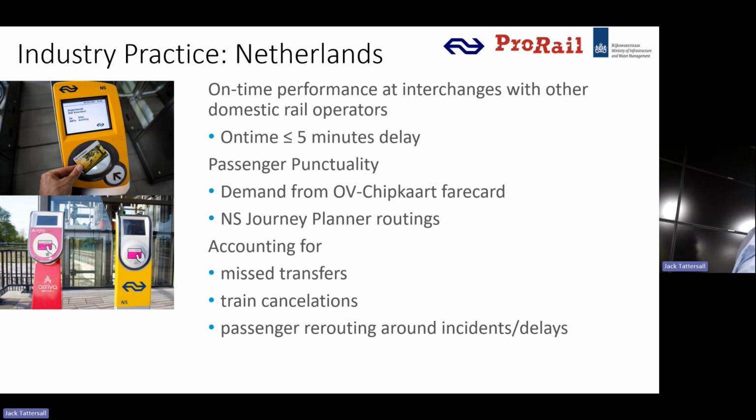But there's a more interesting metric that I'd like to take a look at, and that's something that they term passenger punctuality. They developed it in partnership with the Dutch rail infrastructure manager, ProRail. This uses trip demand, again from their electronic fare card system, which is the OV-chipkaart, and routings from the NS Journey Planner to account for how a passenger's trip is impacted by mistransfers, train cancellations, and delays that may occur on the network, and how it changes from what the scheduled ideal trip would be from the NS Journey Planner.